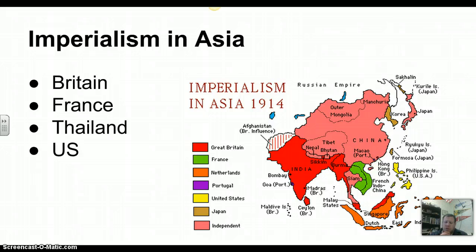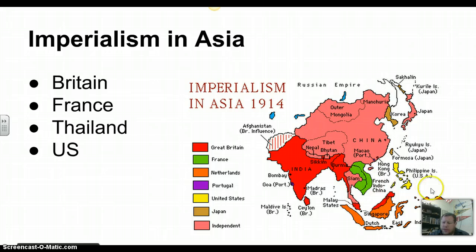All the trade. What's really interesting is Siam here, Thailand, keeps their freedom by westernizing. If you've heard the musical The King and I, that's basically where this comes from, where the king of Siam, or modern Thailand, westernizes and becomes more Western so that they stay free versus being taken over by Britain or France.